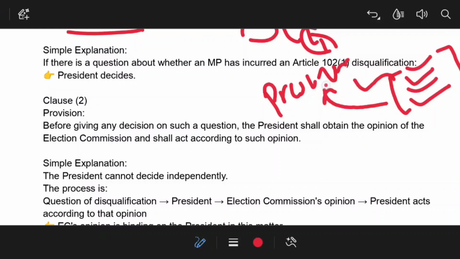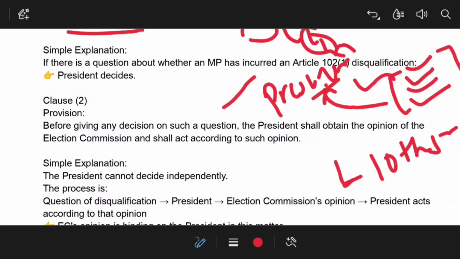But as you will see, in the case of 10th Schedule disqualification, the ultimate decision lies with the presiding officer, or more specifically the Speaker. So you must know the difference, who has the final authority to disqualify members under the various provisions. Excluding the 10th Schedule, it is in the court of the President. Clear? So if there is a question about whether an MP has incurred an Article 102 clause 1 disqualification, then it is decided by the President.